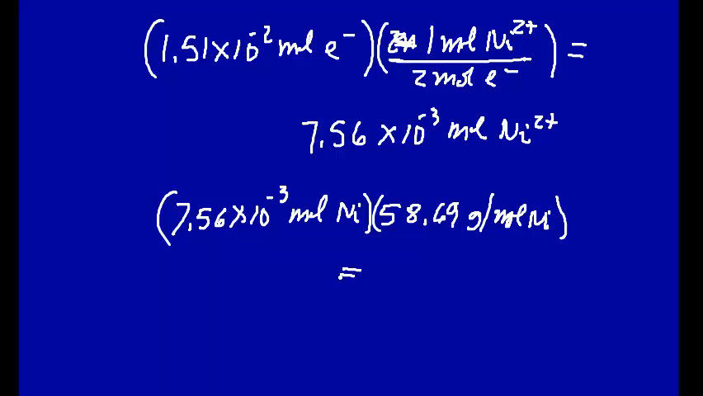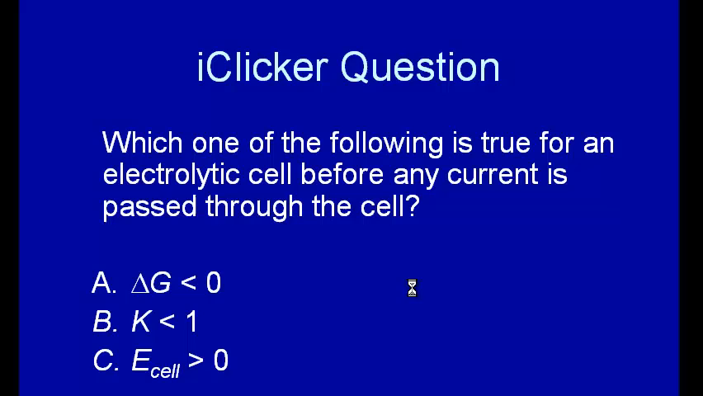So the total amount of nickel that we plated out on that electrode by passing a current of 2.3 amp for 10 minutes is 0.443 gram nickel. There we go. That's how you do stoichiometry and electrolysis.